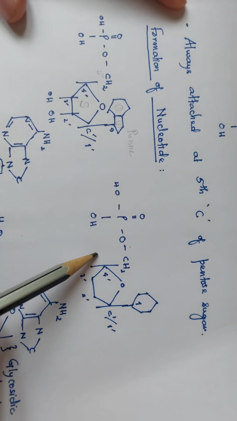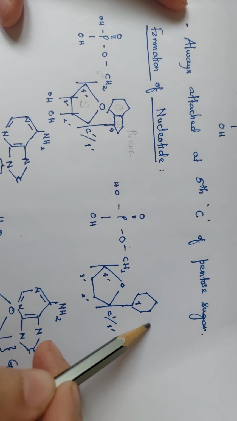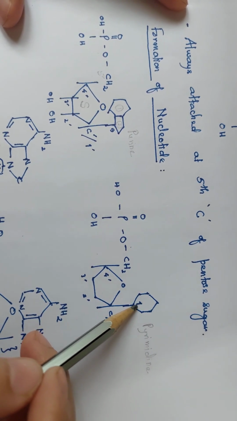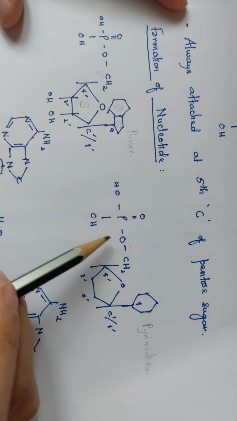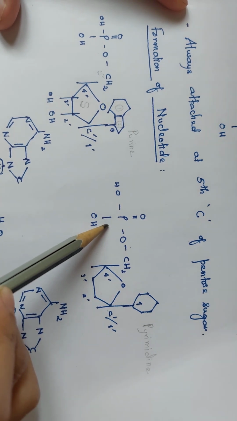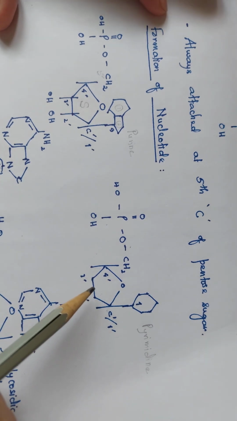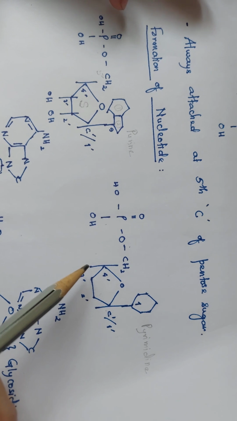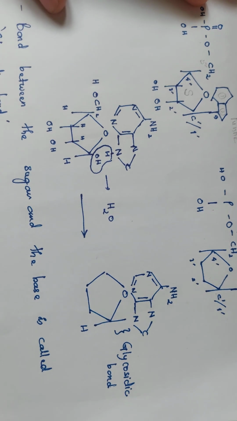In the other figure, there is an attachment of sugar with the pyrimidine. If you see this figure, this is a pyrimidine, and the first position of the pyrimidine is attached with the first carbon of the pentose sugar, and there is attachment of phosphoric acid also. So here also we get the complete structure of a nucleotide. Now, to form this complete structure, there are certain bonds between these different components of nucleic acids. So let us first try to understand the glycosidic bond.